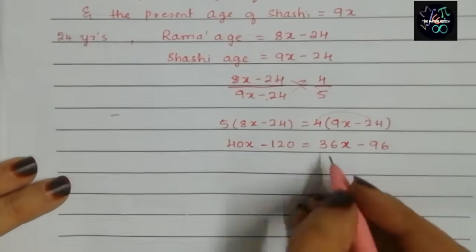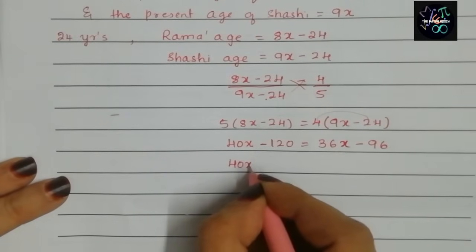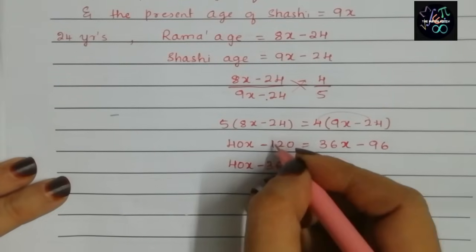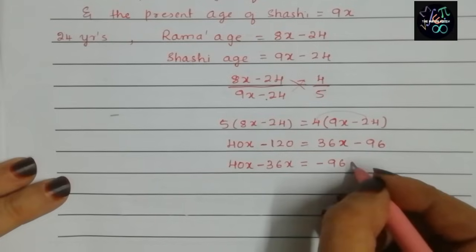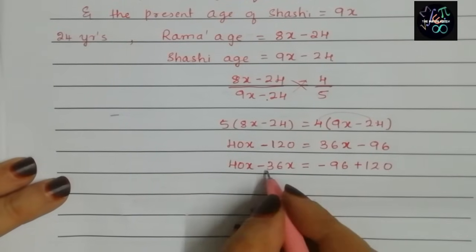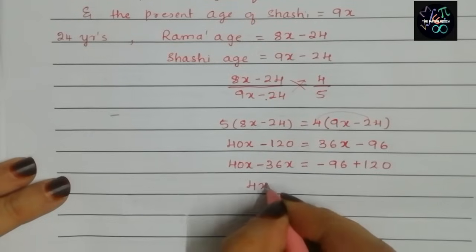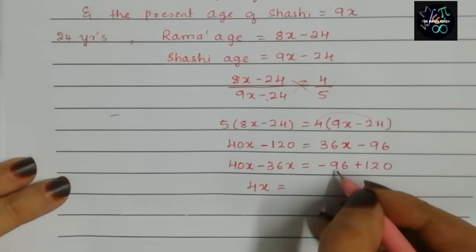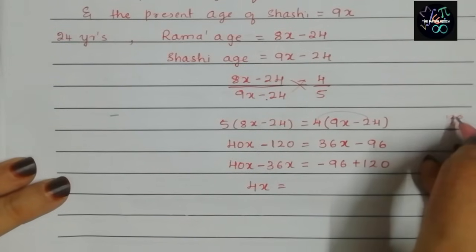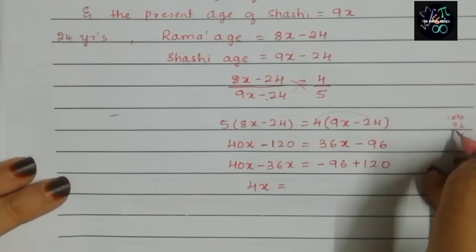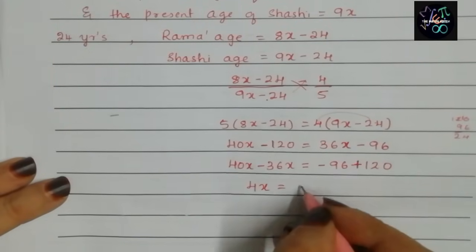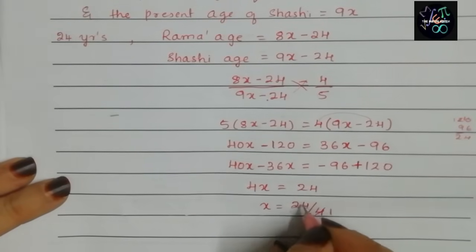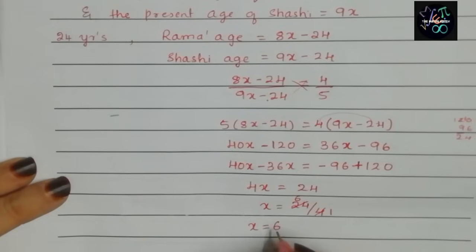Let us solve now. The x terms we will bring to one side: 40x minus 36x is equal to minus 96; here only I'll keep. I'll bring this 120 to this side. This minus becomes plus: plus 120. 40x minus 36x is 4x. From 120 if we remove 96, it is 24, so the sign is plus. So 4x is equal to 24, and x is equal to 24 by 4. 4 6s are 24. So we got x is equal to 6.